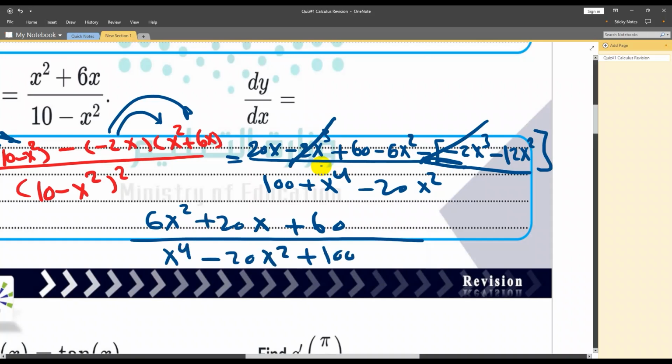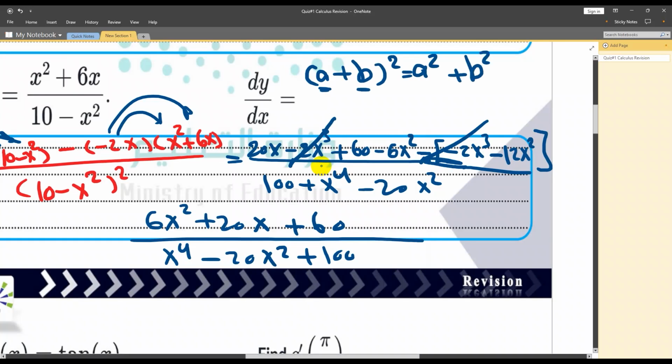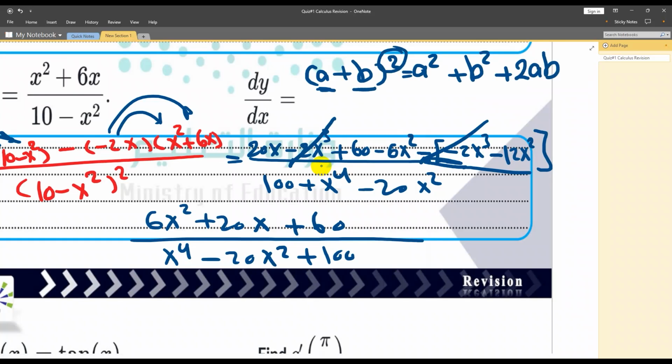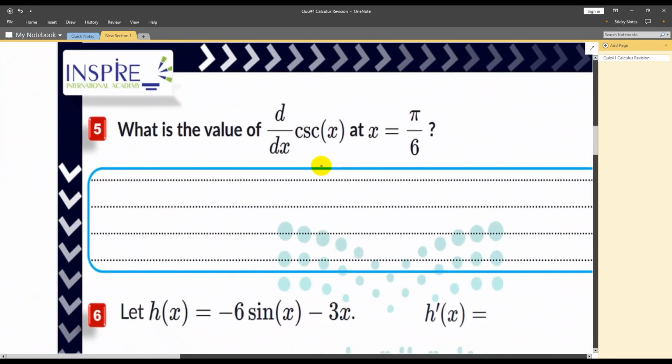Of course, to expand (a plus b) all power 2, you will get the square of the first term, which is a squared. Square of the second term, it will be b squared. And don't forget, we have a third term. It will be first times second times 2, so it will be 2ab. This is how to do it. Okay, let's move to the next one.